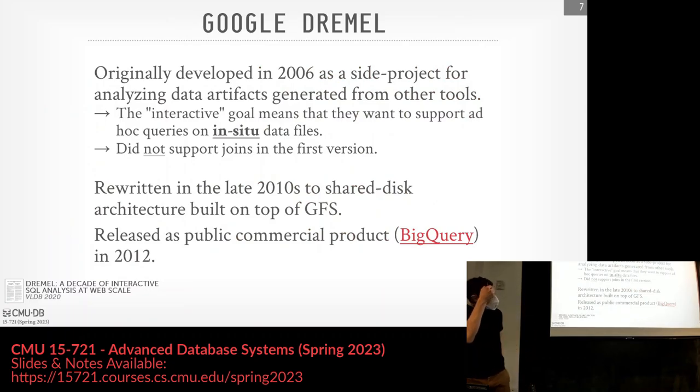Okay, so Dremel. This was originally developed in 2006 as a side project. They mentioned it was a 20% project of an engineer there. The problem they were trying to solve is that they wanted to do quick analysis on data files or artifacts generated from other batch jobs, in particular MapReduce. So you'd run your MapReduce job to generate some kind of data set. It would dump out a bunch of files on the Google file system, and then you wanted to run SQL queries directly on it to do some quick analysis and extract some information from it. That was the original goal of this.